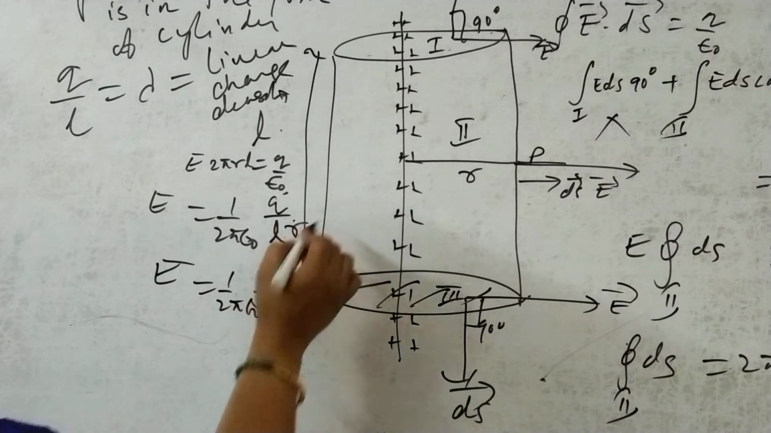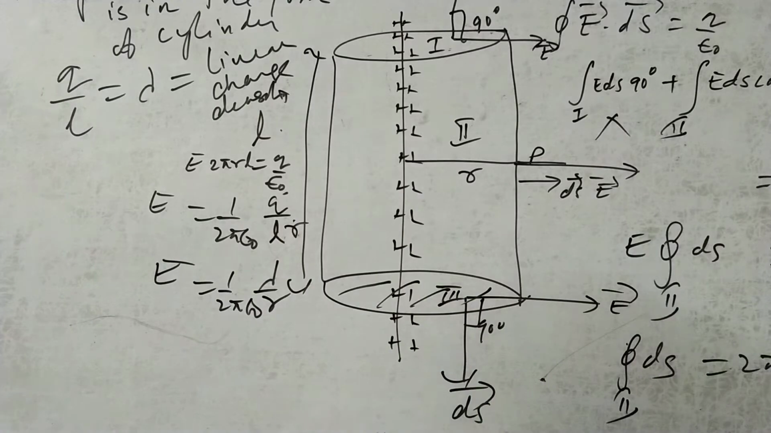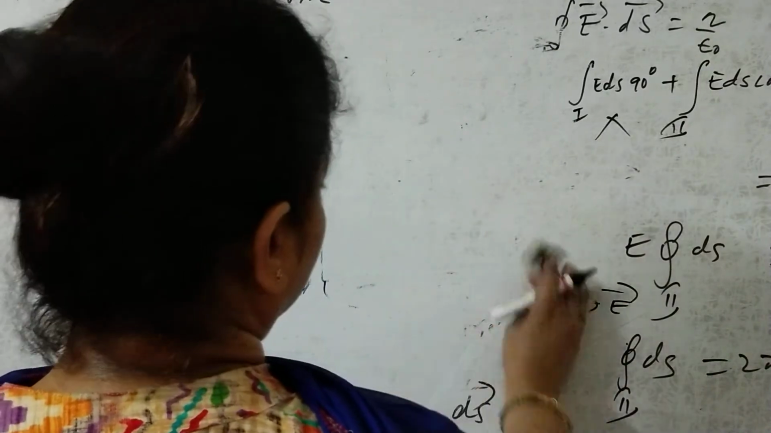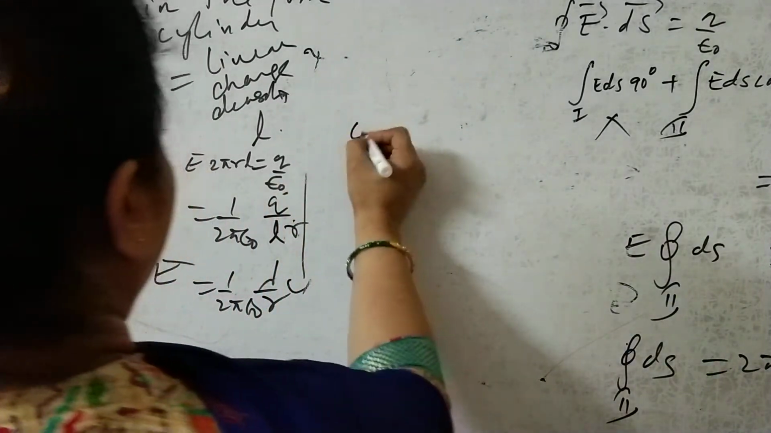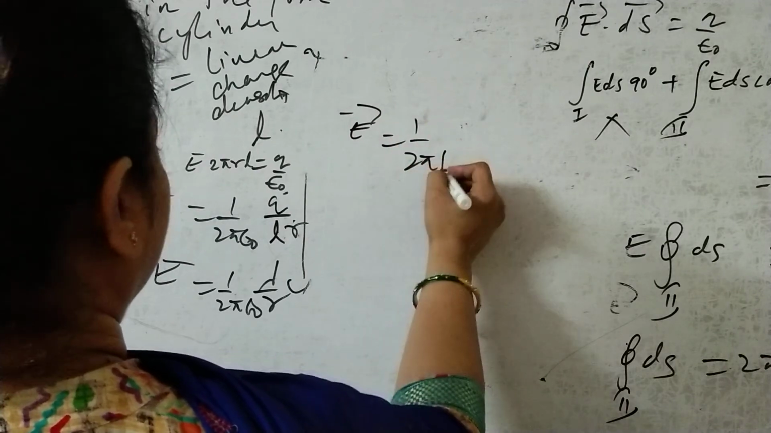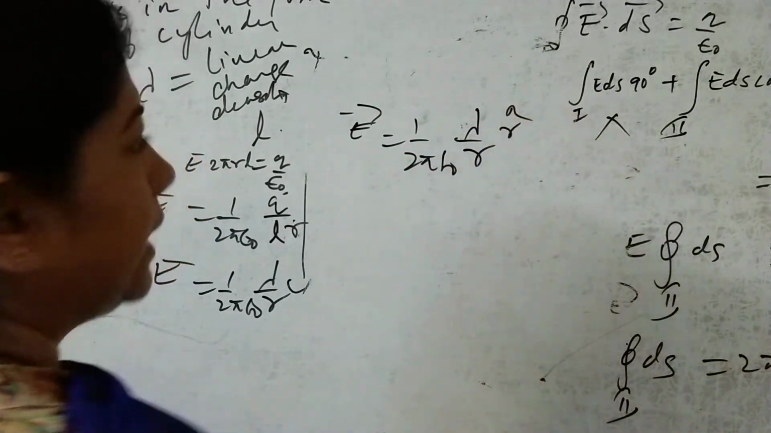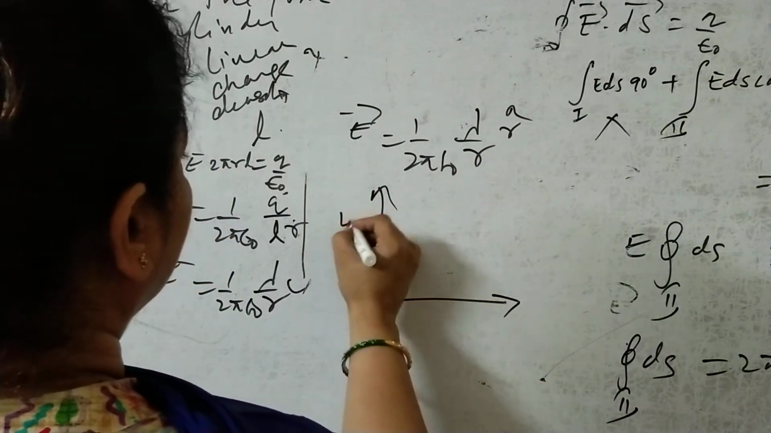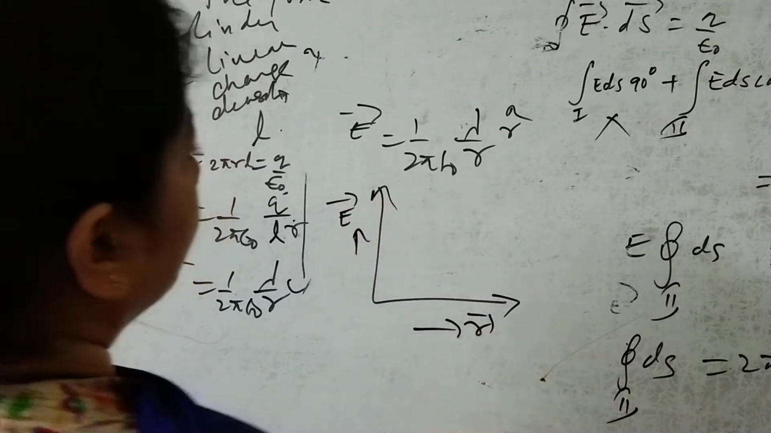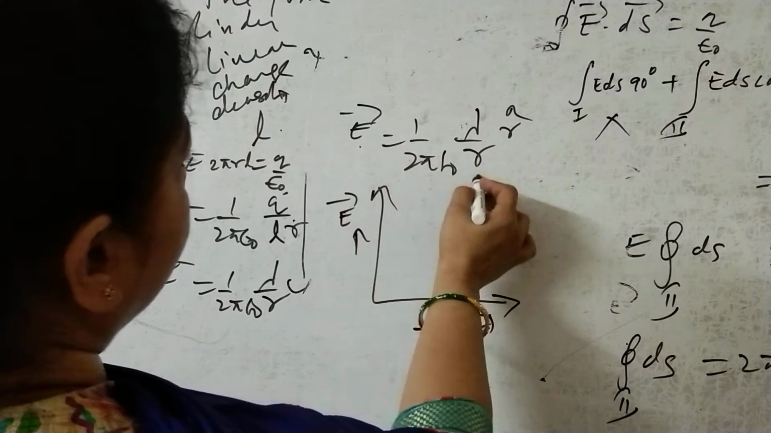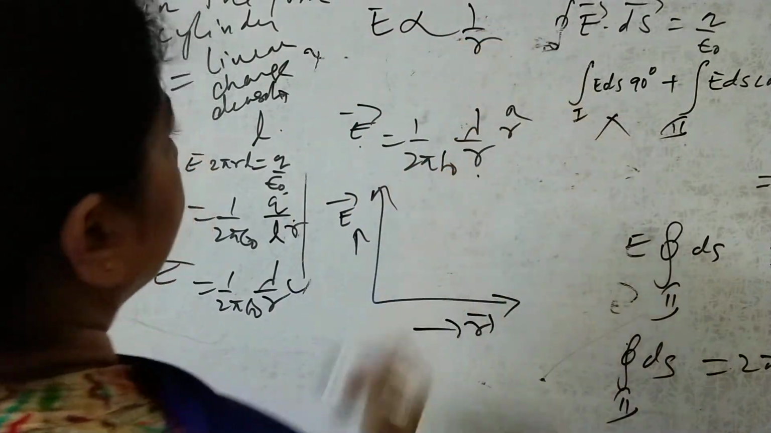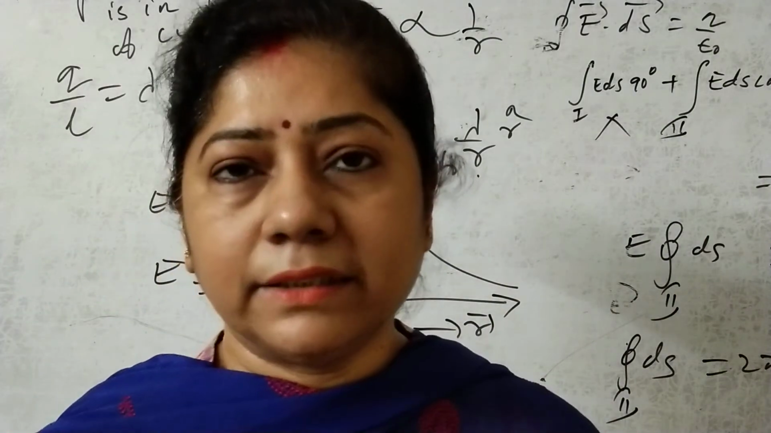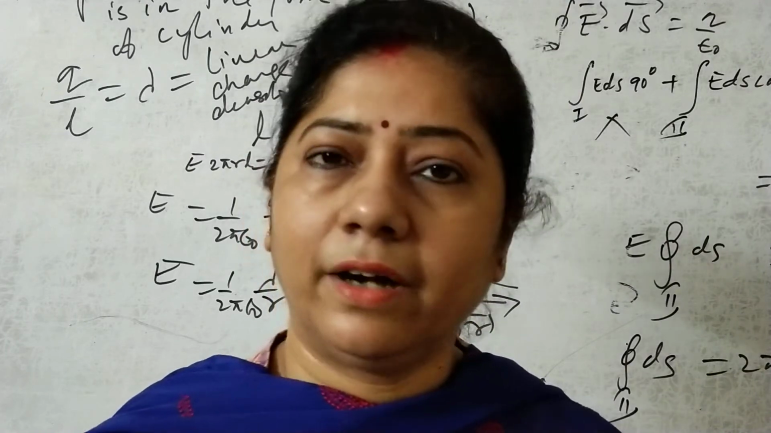So this is R. Okay, and if you want to write this in vector form, how will you write? E vector equals lambda by 2 pi epsilon 0 R, and this is R caret, giving the direction. And if you want to plot a graph between E and R, look at this: E is inversely proportional to R. So what should be the nature of the graph? As R is increasing, E is decreasing. So that is the trend of the graph you can plot.